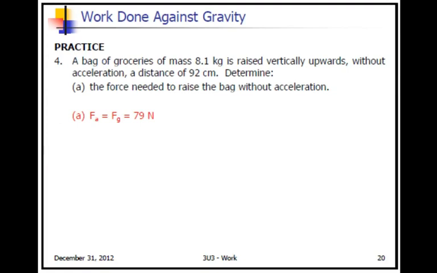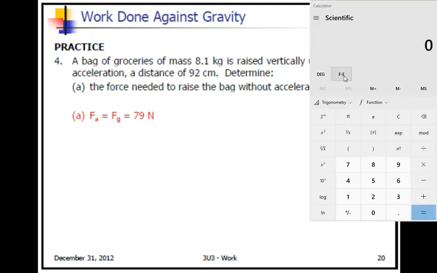So here's a question. It says a bag of groceries with 8.1 kilograms is raised vertically upward without acceleration, a distance of 92 centimeters. So here it says to determine the force needed to raise the bag without acceleration. So that would be the mass times the gravitational field strength in newtons per kilogram, and that gets us to 79 newtons, because we're just looking at the force of gravity. If we can apply that force of gravity to this object, then we'll be raising it without acceleration.